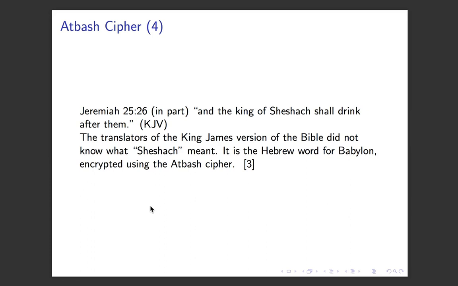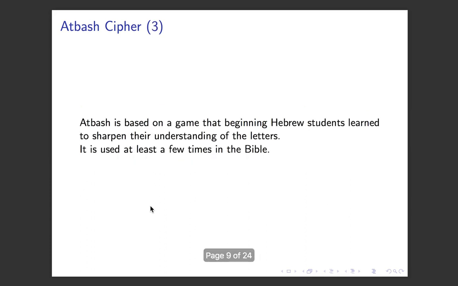The reason it worked is that they had this prior cultural knowledge. They had practiced the Hebrew alphabet as children using this game. And so even if a Babylonian understood the Hebrew alphabet, they were unlikely to have the context of knowing how to flip the letters around in a way that children would learn.